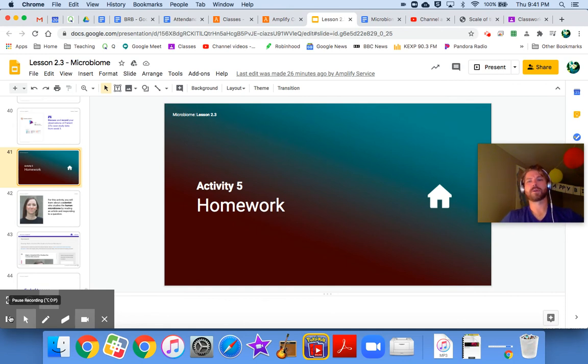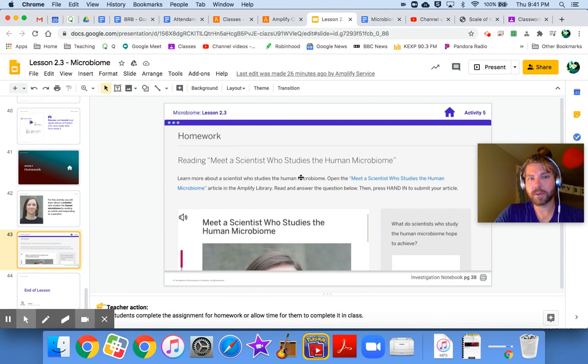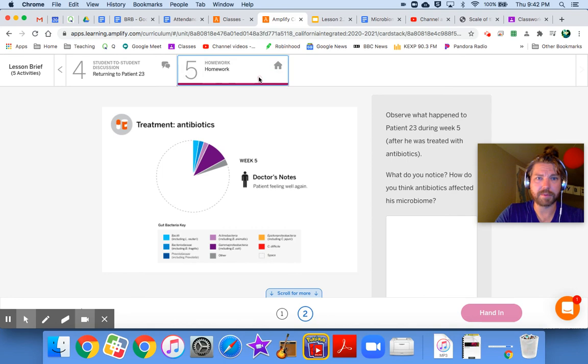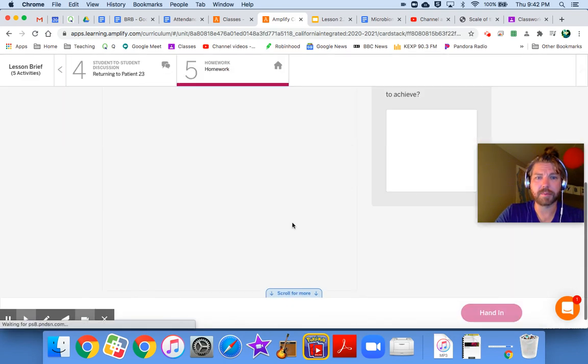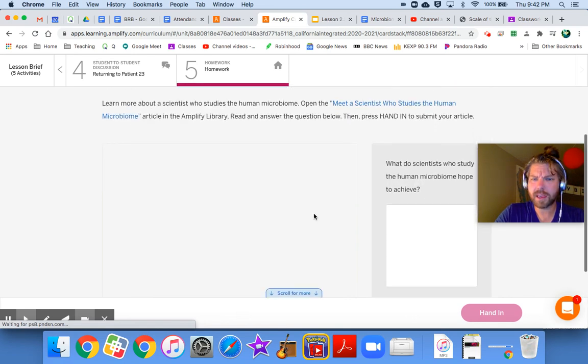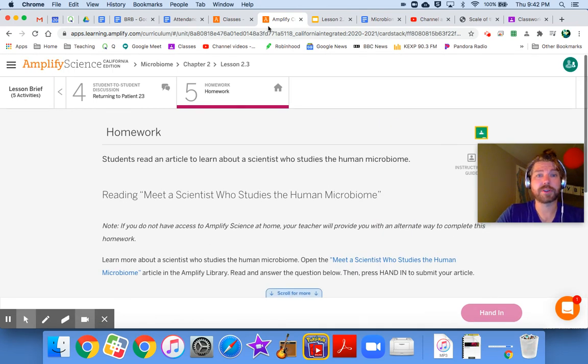Last thing is your homework. It's all homework, right? You're going to read an article about somebody who studies the human microbiome. Cool. Find out a little bit about what they do, what their job is, and some of the things they're involved in. You will access that in Amplify, activity number 5, your homework. There is a link right there, Meet a Scientist Who Studies the Human Microbiome. There is a question right here: What do scientists who study the human microbiome hope to achieve? After you read through the article, make sure you answer that question.